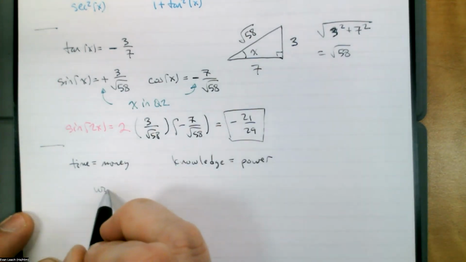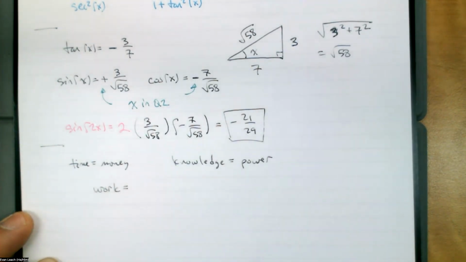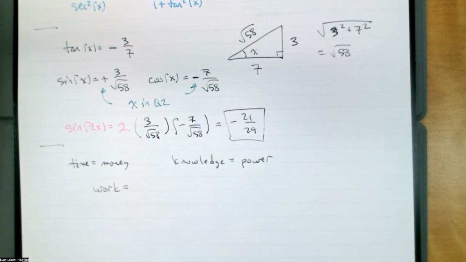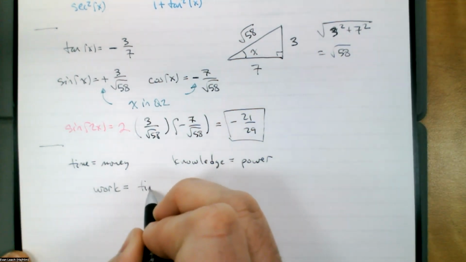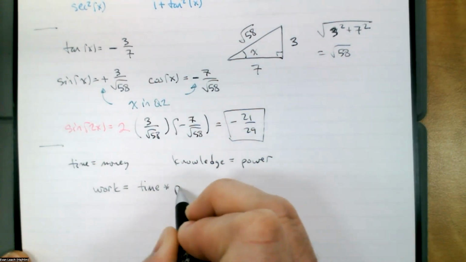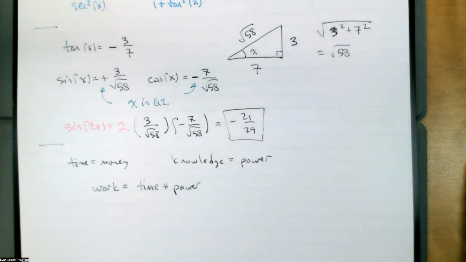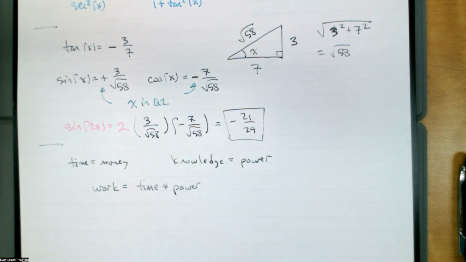work, this is from physics. You can look it up. Work is power times time. Work is a product of power. Oops, I wrote time first. Time multiplied by power. If you have a lot of time and little power, you can get some work done. If you have a lot of power, you can get the same work done in less time, right? Work is power multiplied by time.